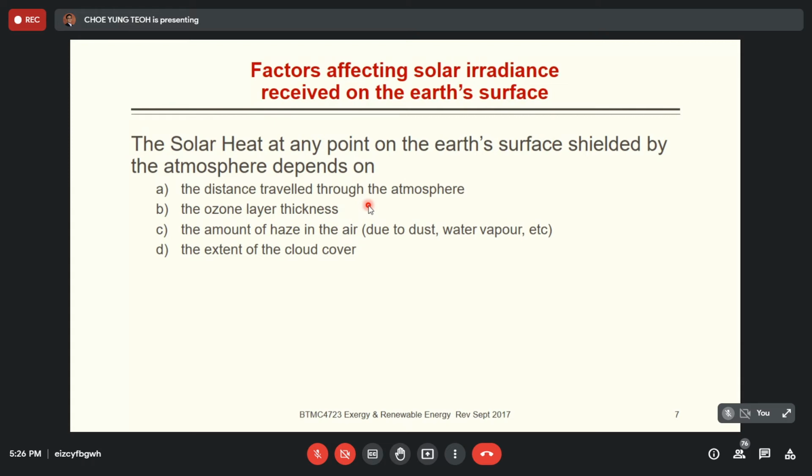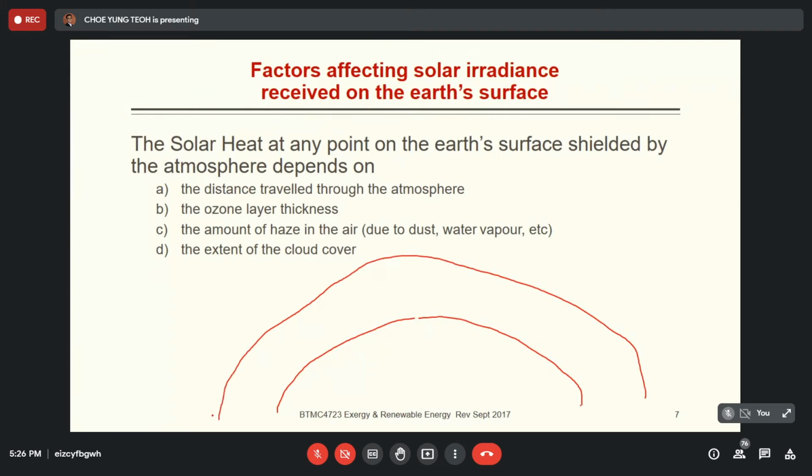Why? Maybe I can draw it out. Let's say this is the Earth's surface, and then this is the atmosphere. Assume it's a similar thickness, and you are standing here. At solar noon, which means the sun is directly overhead, the sunlight goes through here and reaches you. The distance traveled is A. I don't know what the value is, so I put A.